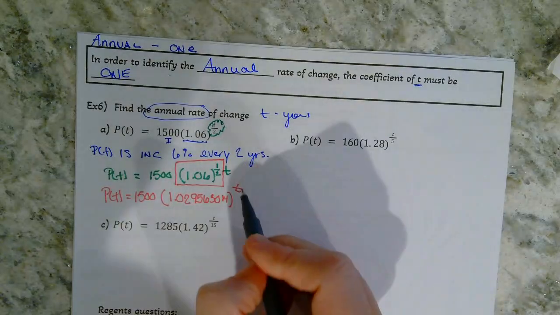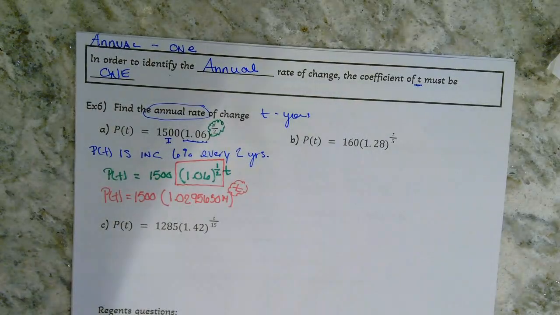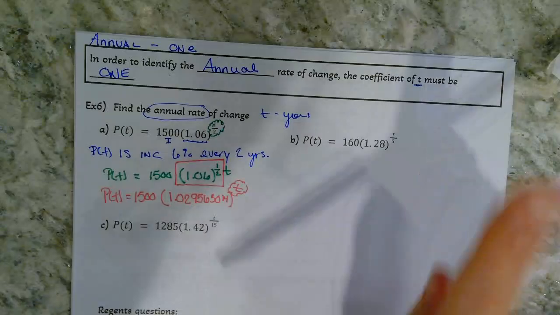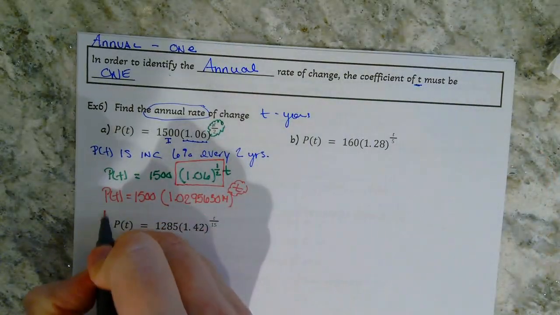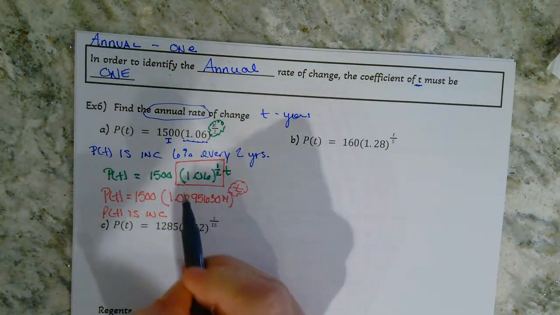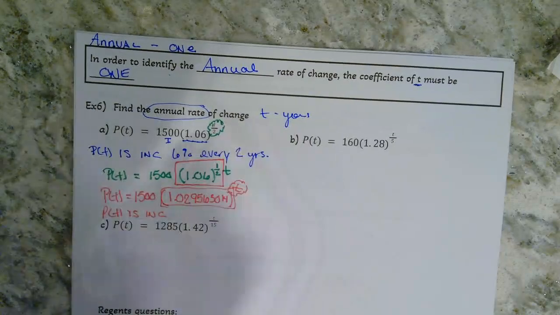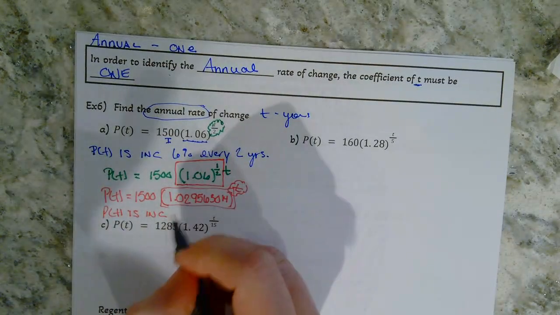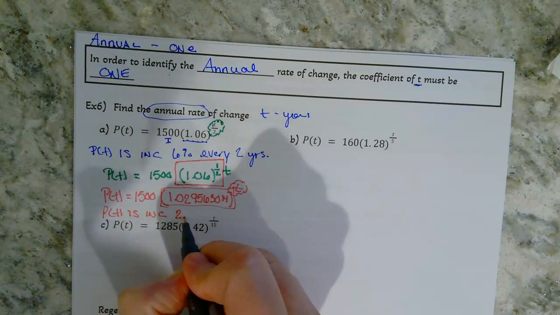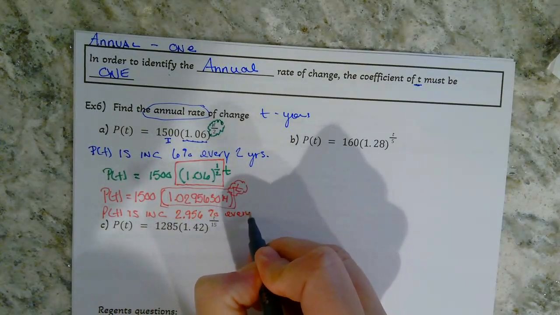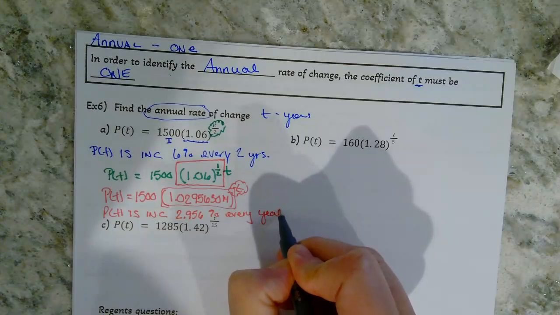We now have 1t. So now we have the annual per year, right? This is happening once per year. So I can now say P of t is increasing. Okay, notice this is still growth. It's greater than 1. I'm going to move my decimal 2 places to the right. So it's increasing at 2.956% every year.